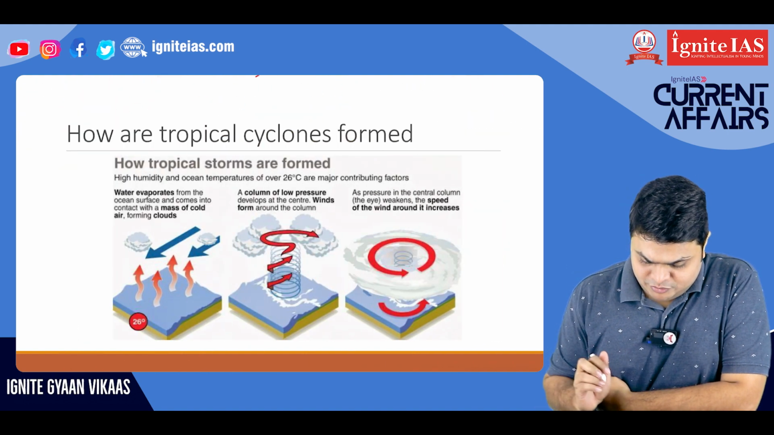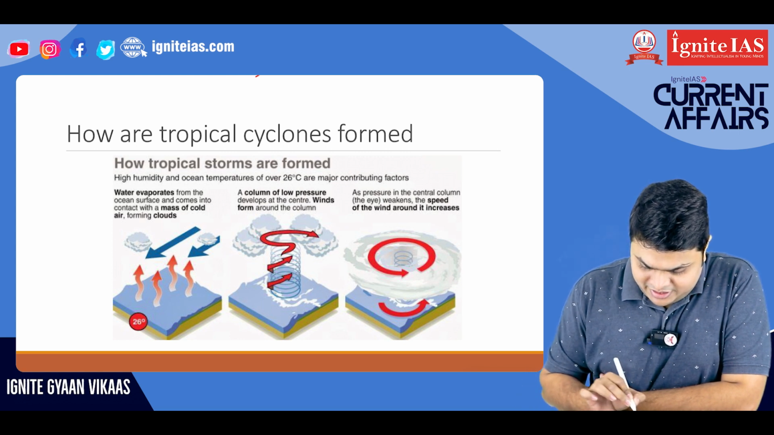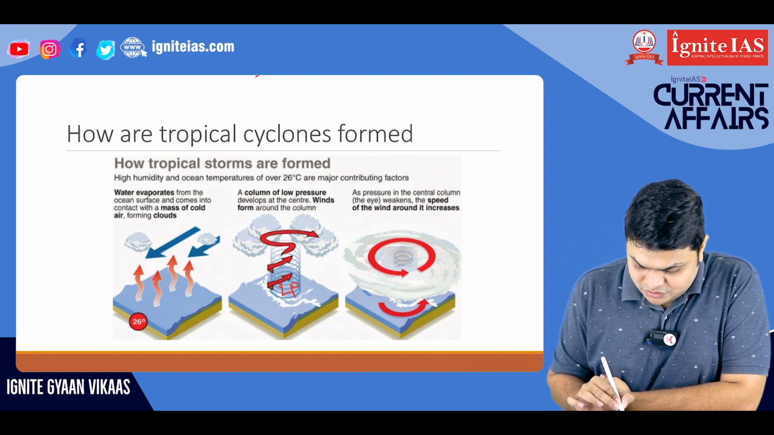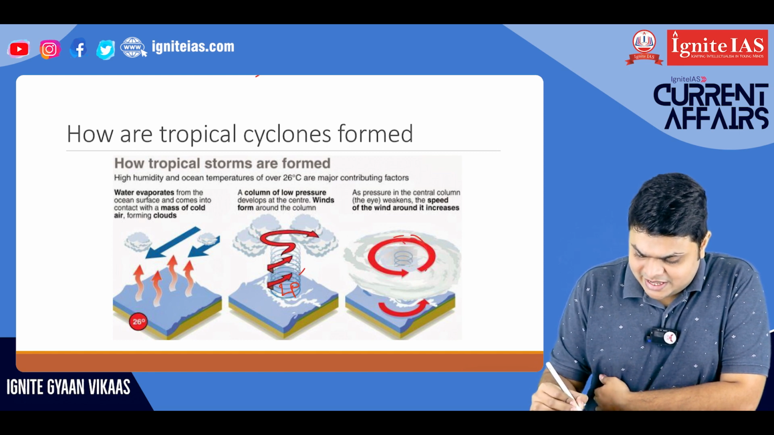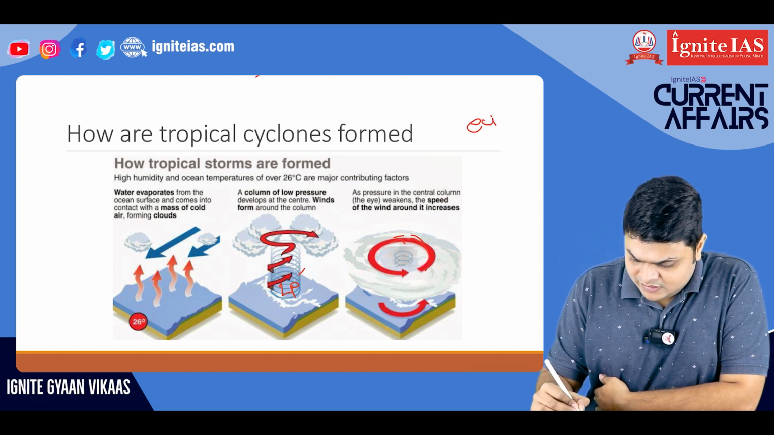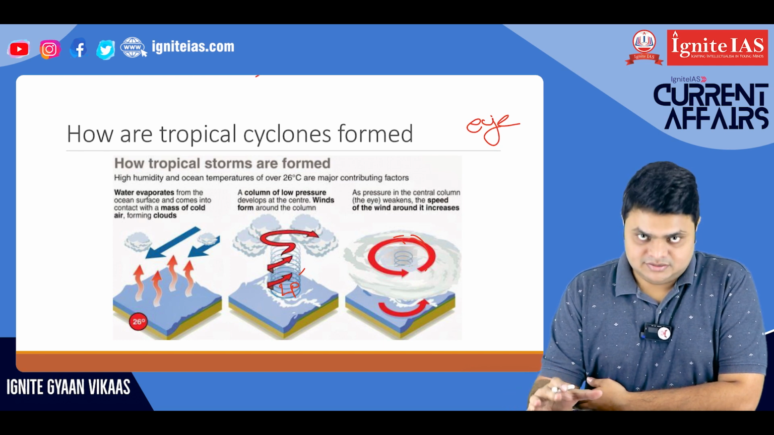Now, see, this picture will give you a clearer idea of how cyclones are formed. First, water evaporates, and once the water evaporates, a low pressure column is formed here, which attracts the winds. And due to the Coriolis force, the wind moves in an anti-clockwise direction in the northern hemisphere, and this causes a cyclonic storm. Now, in a cyclone, the central area where there is low pressure is called the eye of the cyclone, and this is usually the area where there is least disturbance.